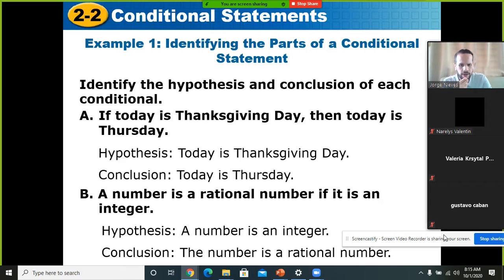Let's read example B. I don't know if you're following on your textbook. A number is an integer if it is a natural number. So this happens at the example B that we have read on the presentation. A number is an integer if it is a natural number. So the hypothesis in this example is a number is a natural number, and the conclusion is the number is an integer. Okay, ¿preguntas de eso?